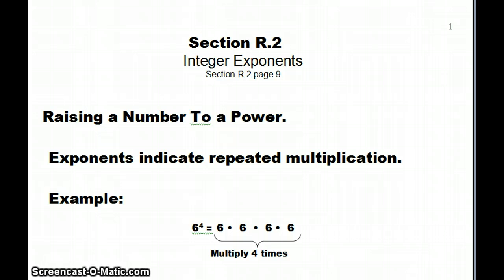Raising a number to a power indicates repeated multiplication, and that's what an exponent does. The example that you see here, 6 to the power of 4, means that 6 is multiplied by itself 4 times. So you would take 6 times 6 and get 36, take 36 times 6 and get that result, and then take that result and multiply it by another 6. You would multiply it 4 times.